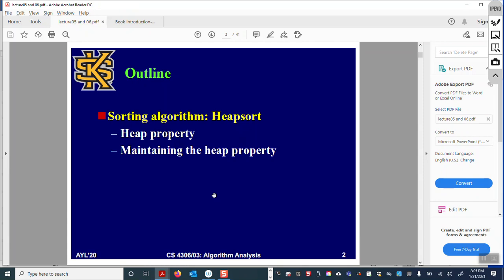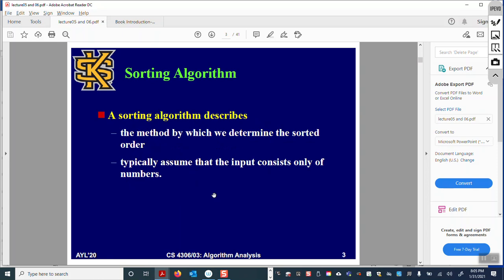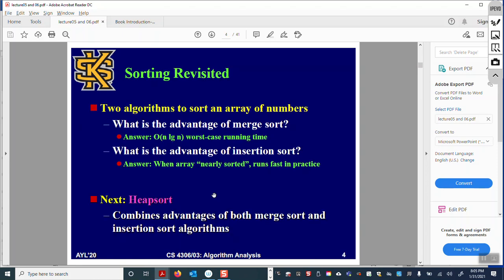Okay, so the heapsort algorithm is another efficient sorting algorithm, although it is not well known. People usually use insertion sort or merge sort. In our previous lecture we discussed how to use merge sort and insertion sort, right? Actually, heapsort combines the advantages of both insertion sort and merge sort.